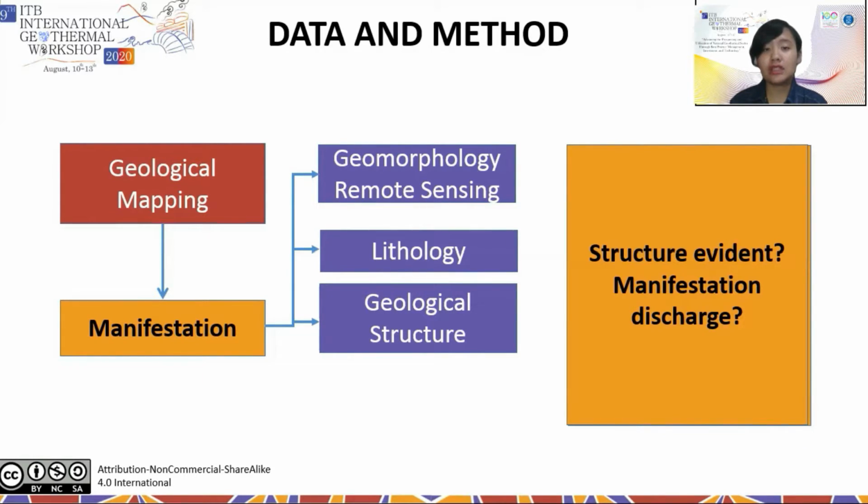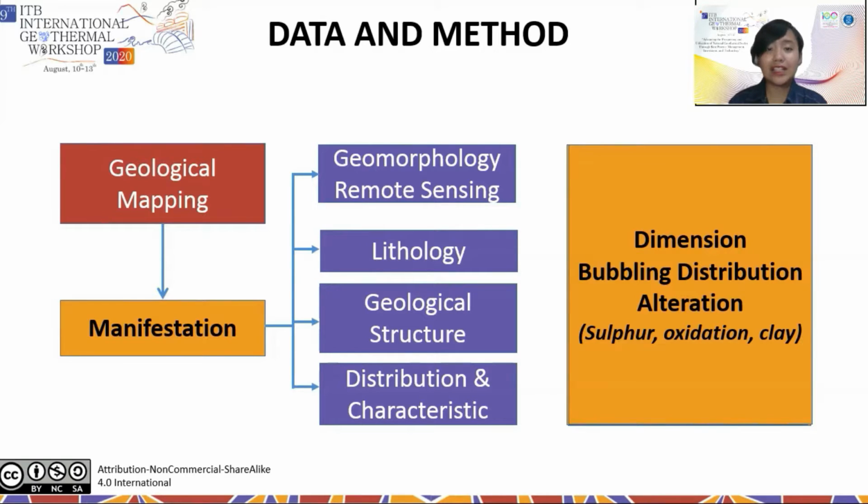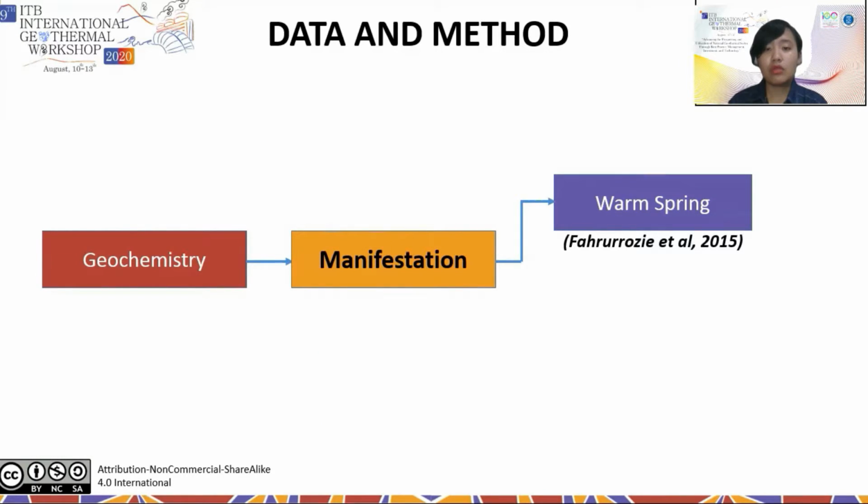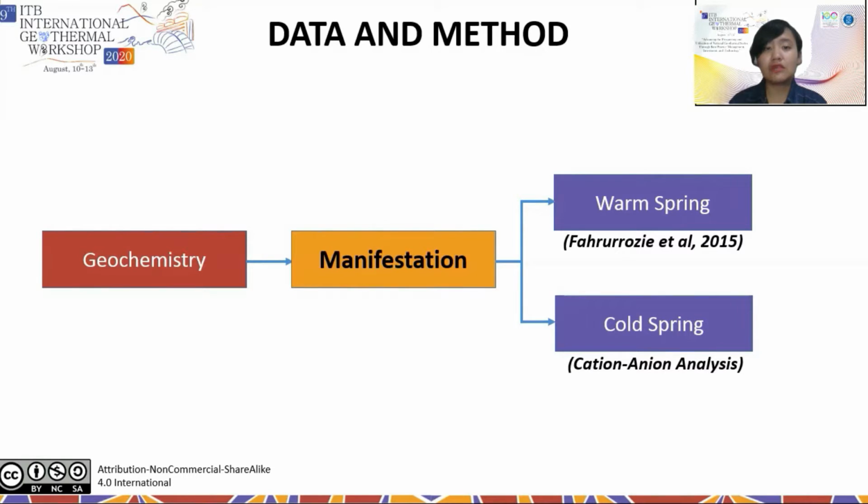If the flow rate is high, manifestation would be highly influenced by structure. Its own distribution and characteristics such as dimension, bubbling distribution, and alteration. Geochemistry analysis on manifestation is also done, with warm spring manifestation referenced from Faururosi et al. 2015 and cation-anion analysis on cold spring manifestation water sample.